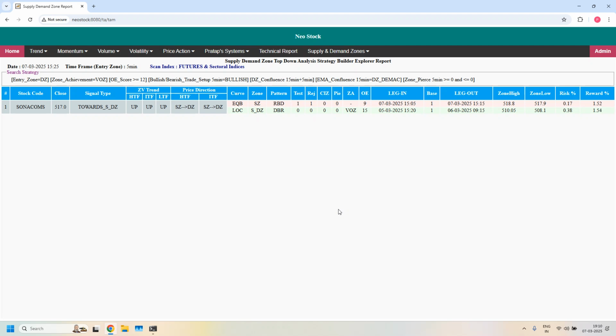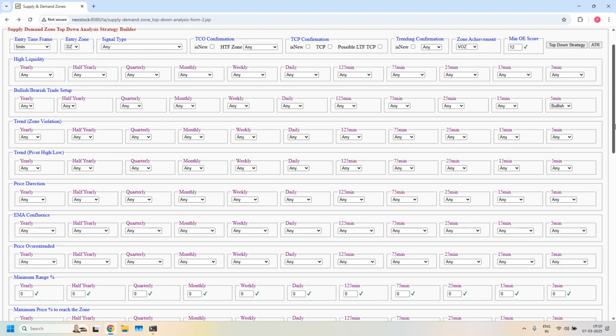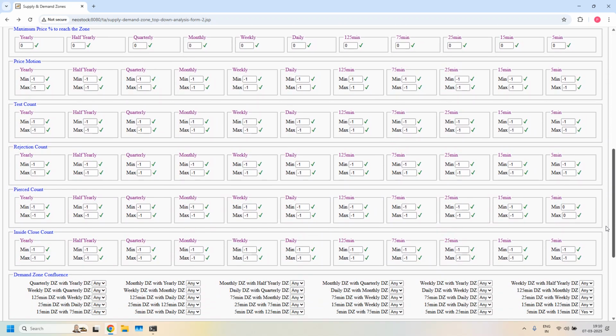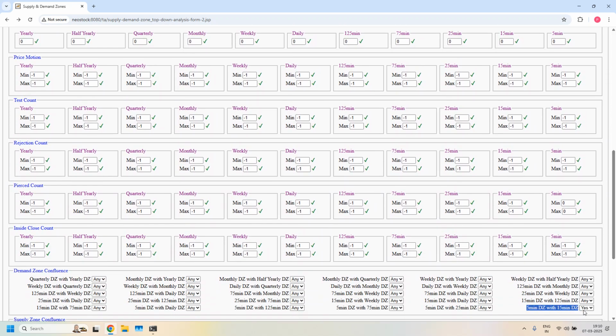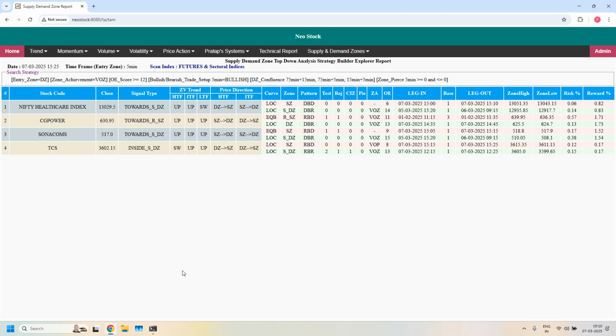Next, we will look into LTF, ITF and HTF demand zone confluence. I am removing this EMA filter. So in the demand zone confluence, 3 filters we have to set. First filter is already enabled, 5 minutes demand zone with 15 minutes demand zone confluence. Second filter, 5 minutes demand zone with 75 minutes demand zone confluence. And third filter, 15 minutes demand zone with 75 minutes demand zone confluence. With all the 3 filters, LTF, ITF, HTF demand zone confluence, we got 4 stocks.